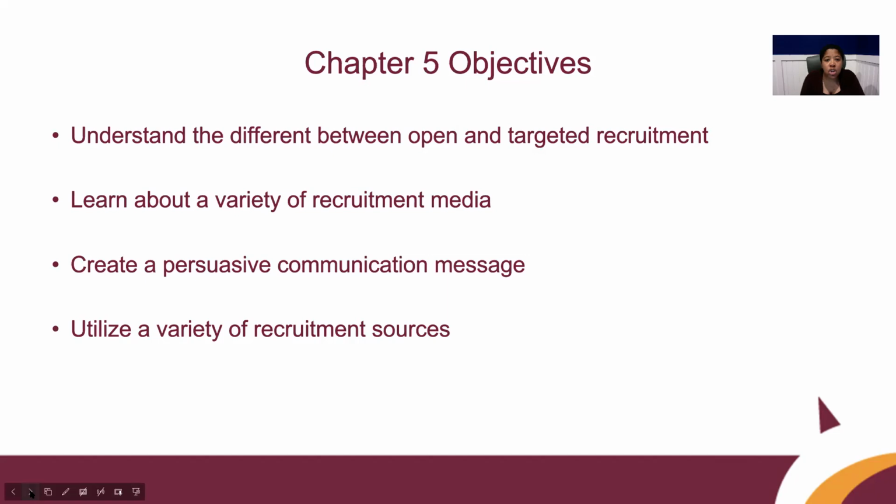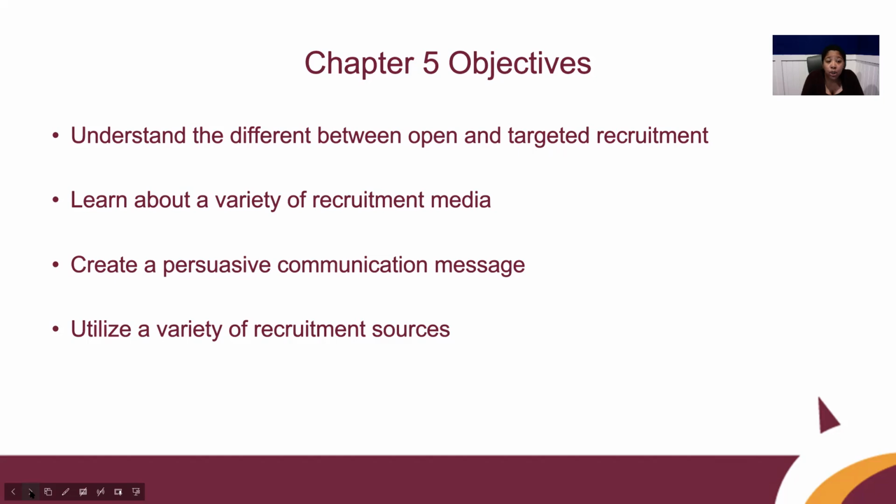So in this week's chapter we have a couple of objectives that we want to try to meet. We want to first come away with an understanding of the difference between open and targeted recruitment. I think your text does a very good job of identifying the differences and the key characteristics of each one of those types of recruitment. So we will go through that a little bit.